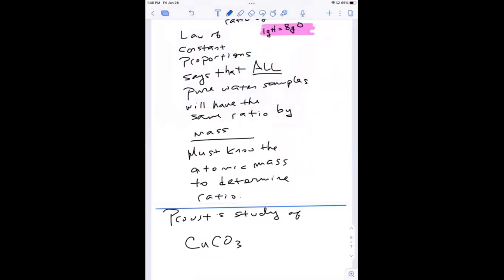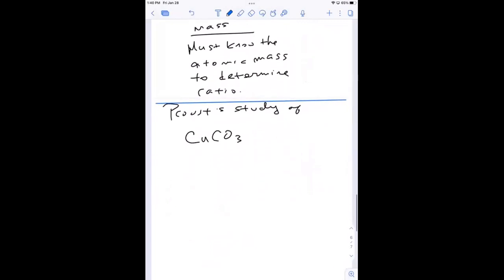So it was Proust's study of copper carbonate that allowed him to develop this theory. He took a natural sample, and he took a sample that he made, and both samples were 100 grams. That's very important because the proportion or the ratio is always by mass. So both samples were 100 grams.